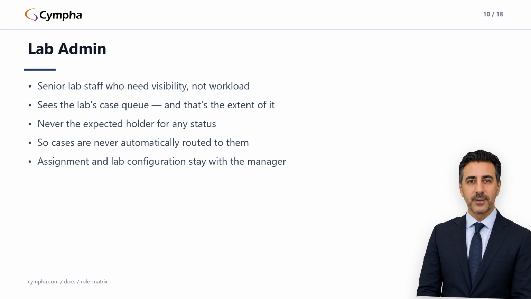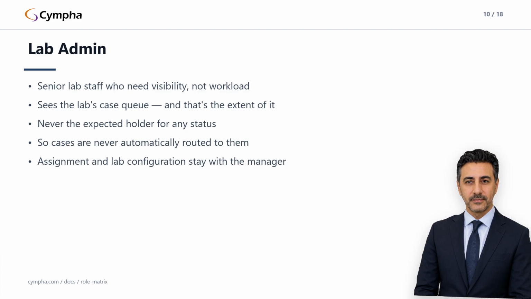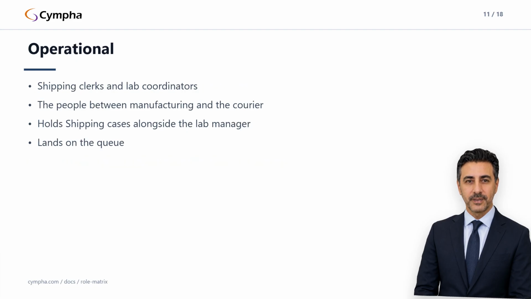Operational users land on the queue after sign-in. It's a small role, and that's the point. A growing lab can give the person who packs boxes exactly the access that job needs, and no more. That's the theme running through the whole lab side. You add roles as the work demands them, and each one is narrow enough that nobody carries permissions they never use. Two roles live outside both the clinic and the lab.